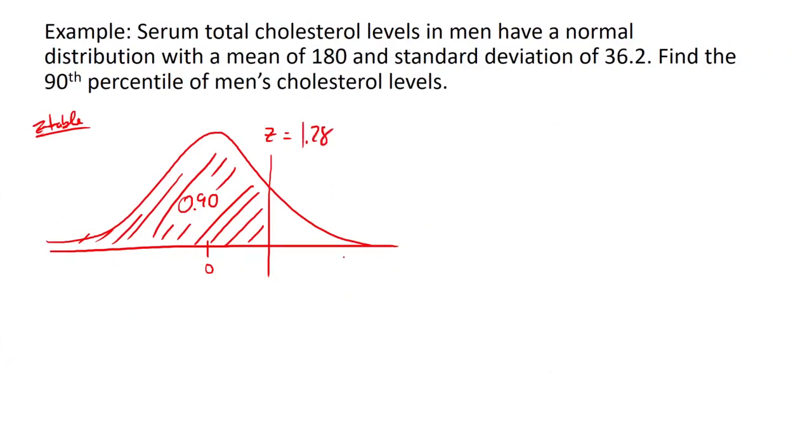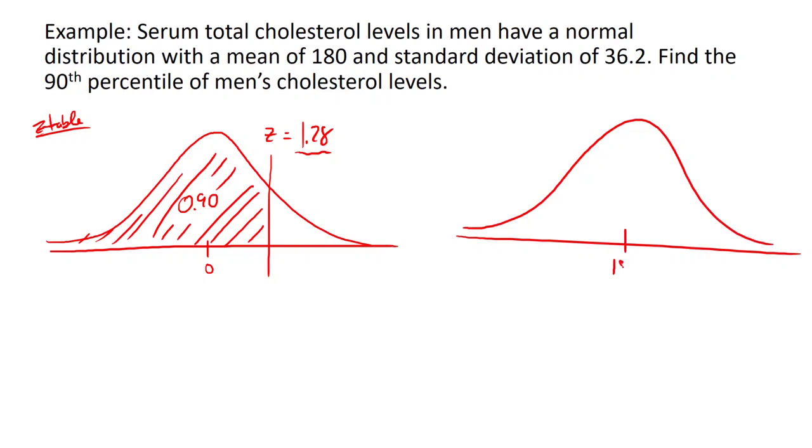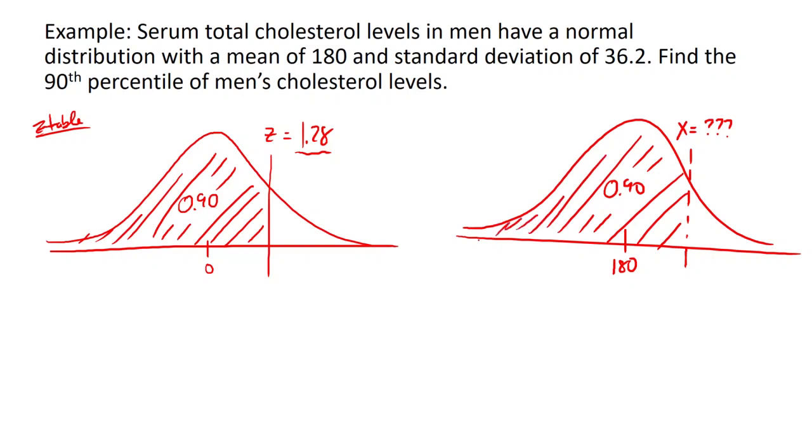All right, but that's not actually what I'm interested in. What I'm interested in is the cholesterol level. What's the cutoff in cholesterol levels that you'd have to hit to be in the 90th percentile, right? How do you get that? Yeah, we just use the z-score formula. We're going to be using it a little bit differently, right?